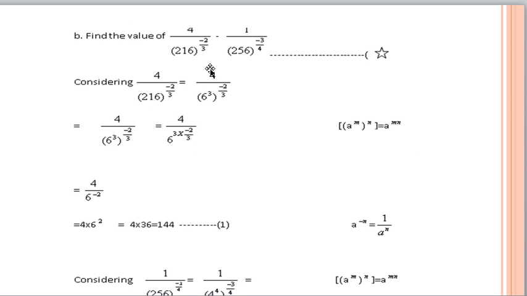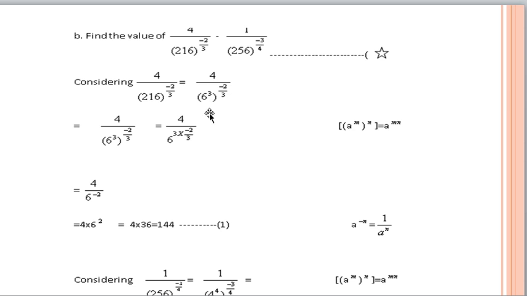Next question. So when we see there are two terms here, 4 by 216 to the power of minus 2 by 3 is one term, 1 by 256 to the power of minus 3 by 4 is another term. We will simplify them separately. So 4 by 216 to the power of minus 2 by 3. 216 is 6 to the power 3, whole to the power minus 2 by 3.